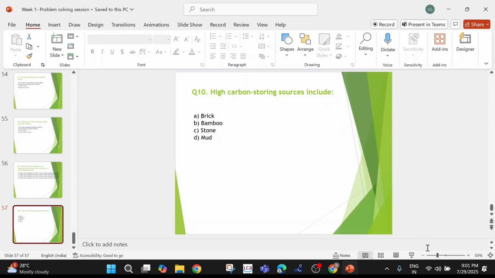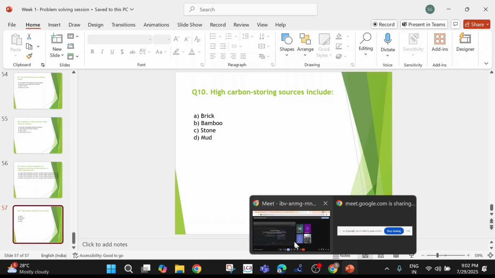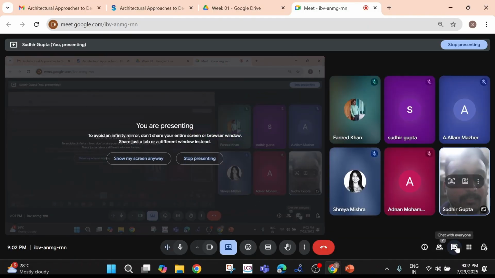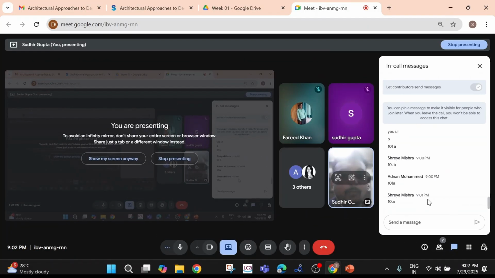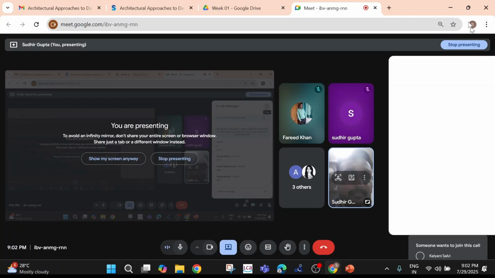And option A, you are opting for high carbon storing sources. But let me correct you guys. A is not the correct answer. So practice and give your answers again. Option A is not the correct answer, high carbon storing sources. And in the previous practice questions also I have discussed this today.